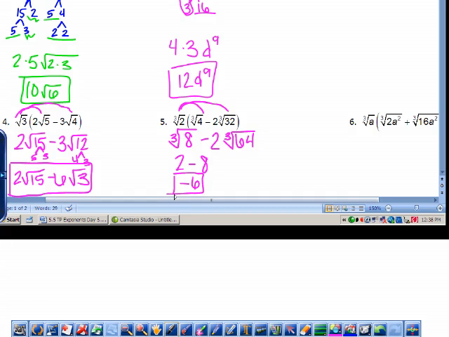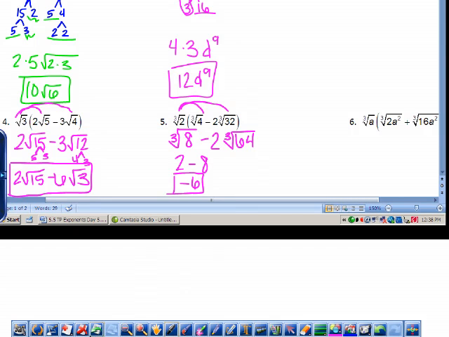If this were just a square root of 2 instead of a cube root of 2, you would probably want to change everything into exponents because then you can add and subtract your exponents. Don't worry about that.